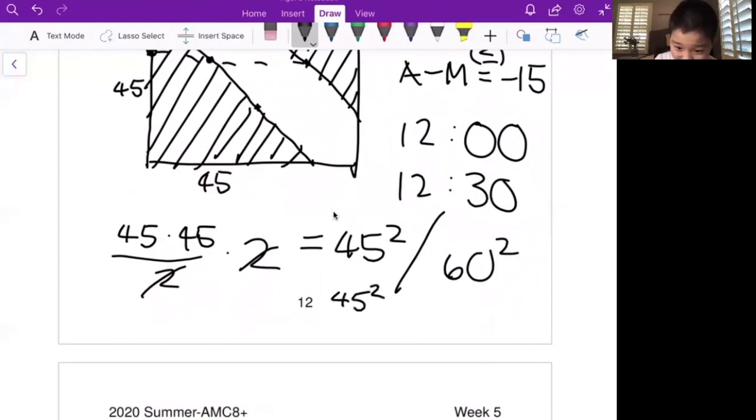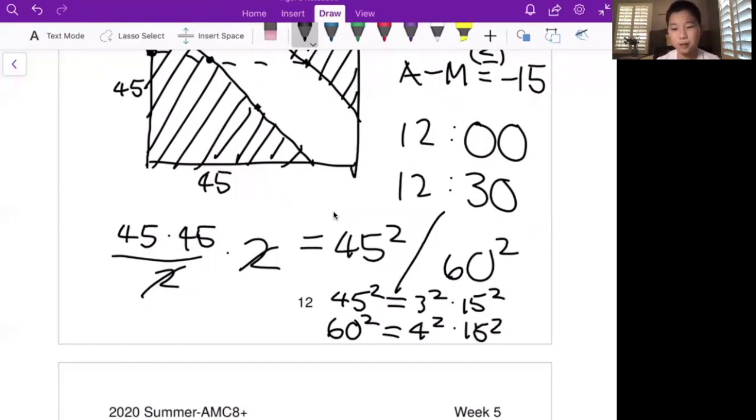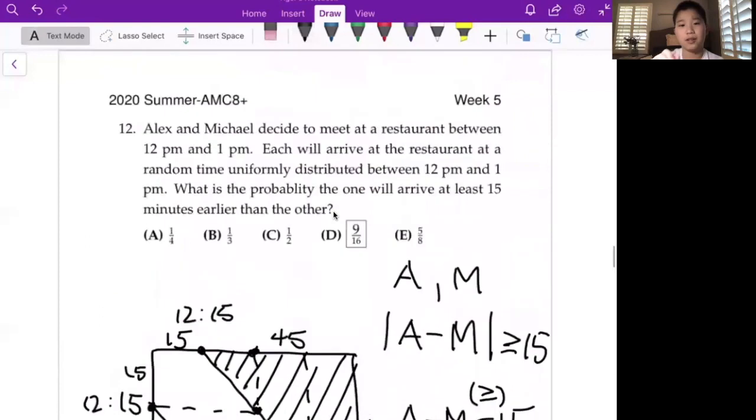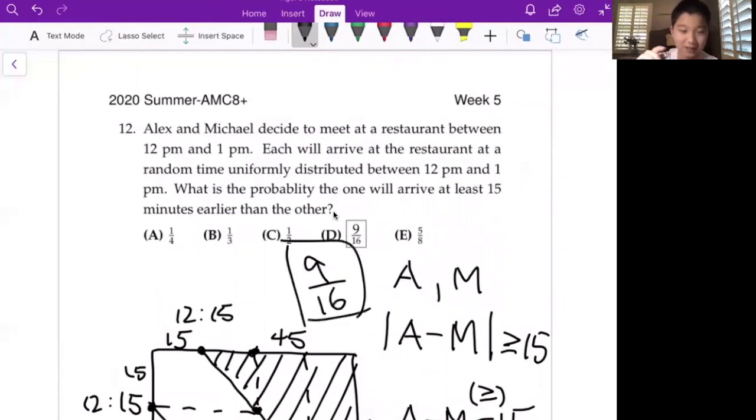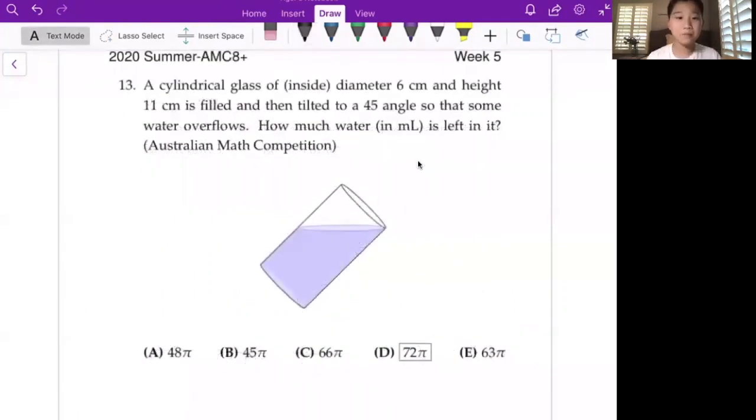45 squared is just equal to 3 squared times 15 squared, because 3 times 15 is 45. 60 squared is equal to 4 squared times 15 squared. So then their ratio will be, these 15s cancel, and it's just 3 squared over 4 squared. So look at the answer choices right here. Which one is it? Well, it's 9 over 16. So that's the answer.